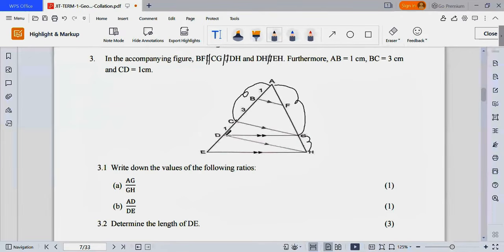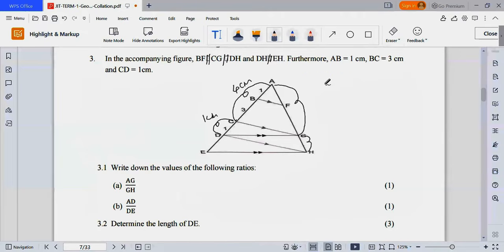It went through the parallel line DH. And then we can see that what we have there is CD. And for all this, we have values. So to calculate that, we will say AC, the total length of AC is this 1 plus 3. So this will give us 4 centimeters. But the length for DC is just this 1 centimeter. So this is in proportion to AG over GH.